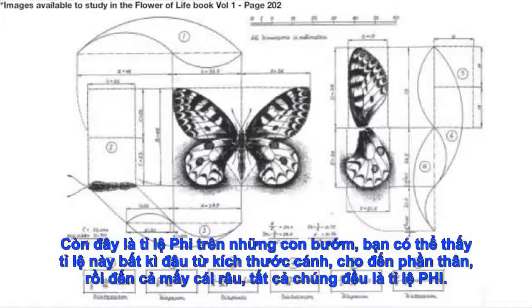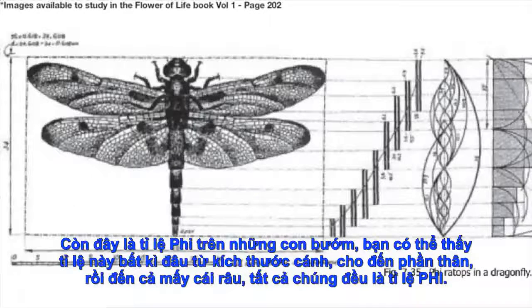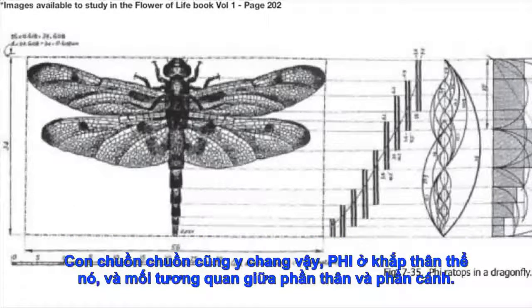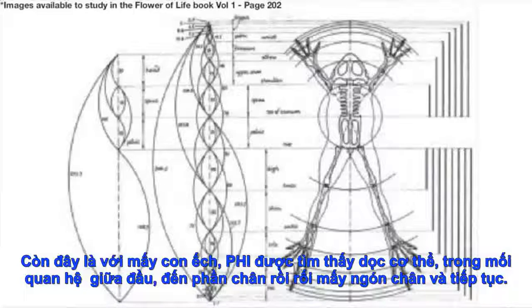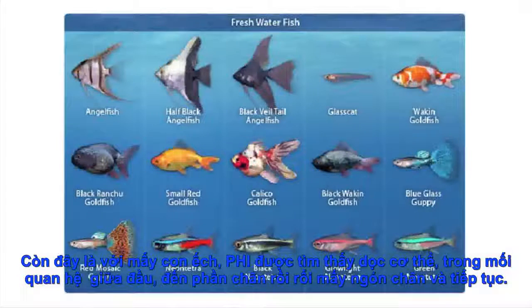Here is the phi ratio in butterflies. You can see this ratio everywhere, from the wing size to the body to the antennas. They're all phi ratios. Here's dragonflies. It's the same story. Phi runs along the entire body, and the relation to the body and the wings. Here it is in frogs. Phi is found throughout the body, in relation to the head, to the arms, to the fingers, and so on.